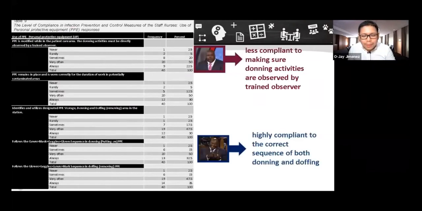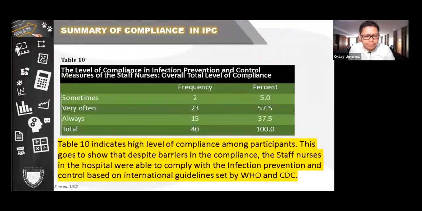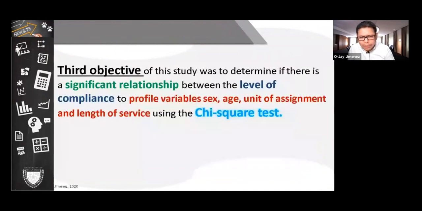For the use of PPE, table 9 revealed that a high number of participants were unable to comply with PPE guidelines compared to other infection control measures, with one fifth of participants answering never, rarely, and sometimes. Table 10 indicates high level compliance among participants. This goes to show that despite the barriers, the staff nurses were actually compliant with the IPC guidelines set by WHO and CDC.